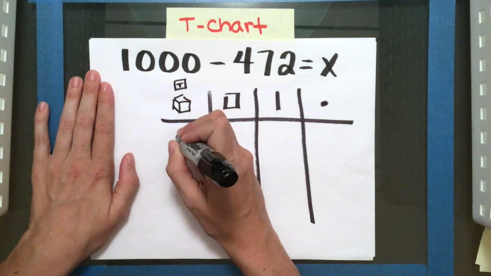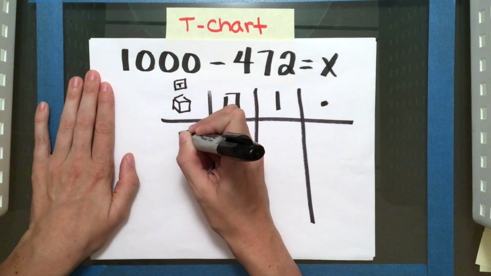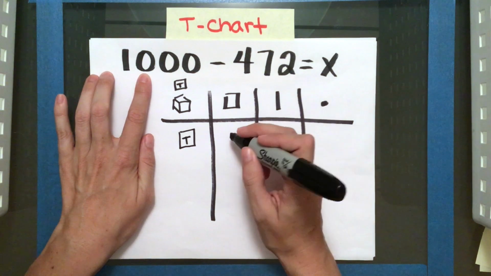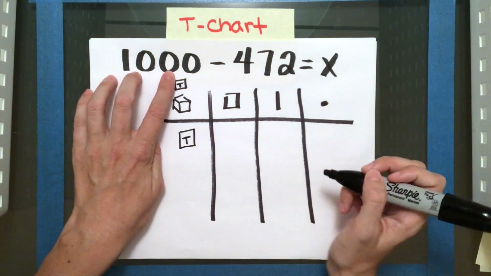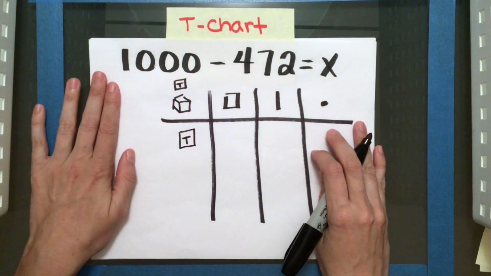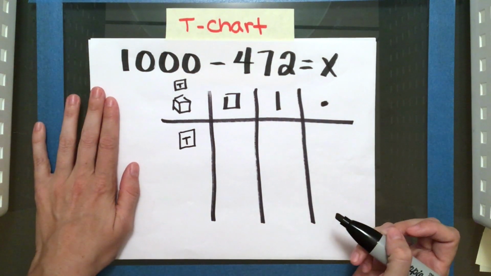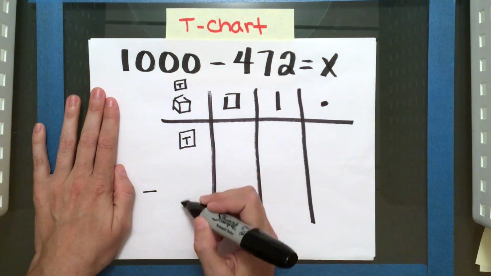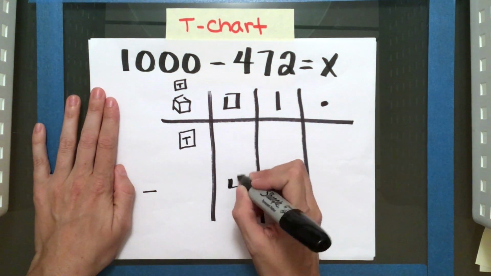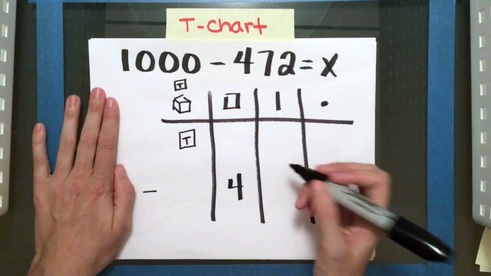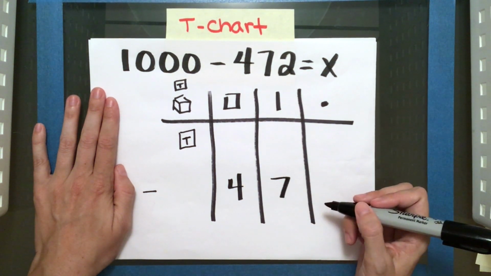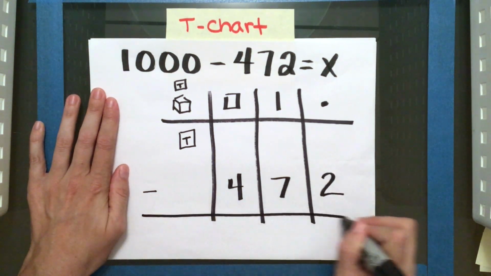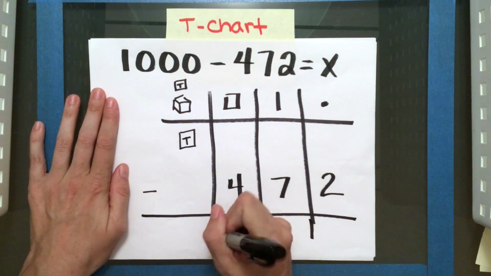So for 1,000, we have 1,000 in the thousands place. We have 0 hundreds, 0 tens, 0 ones. So I don't have anything to put there. So I go to the next number. I'm going to be subtracting 472. There's no thousands, so I go over to the hundreds. I put the 4 in the hundreds place because it's 400, the 7 in the tens place because there's 7 tens or 70, and the 2 in the ones place. I draw a line and I'm ready to subtract.